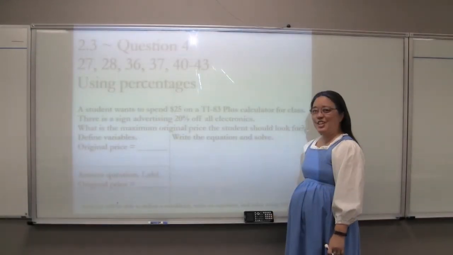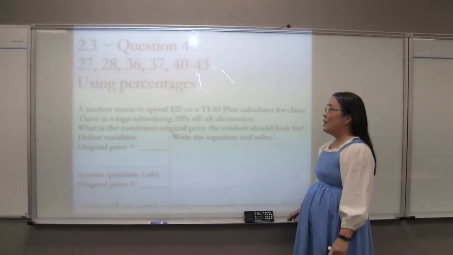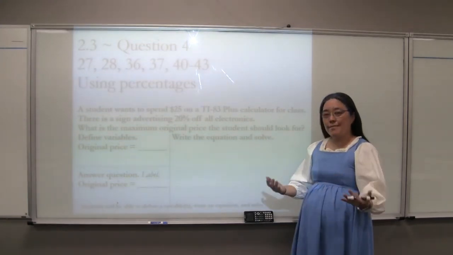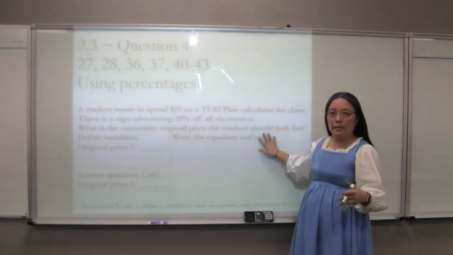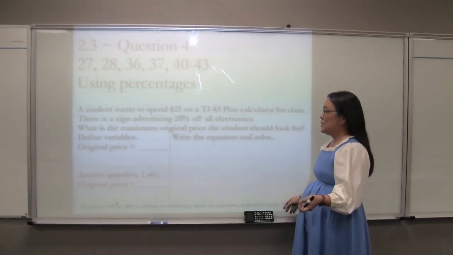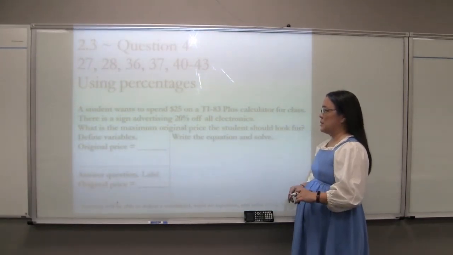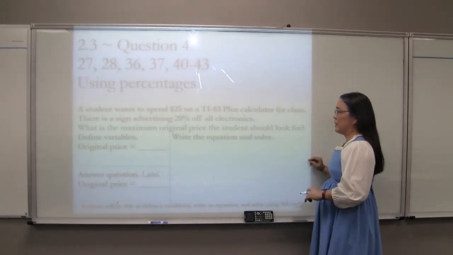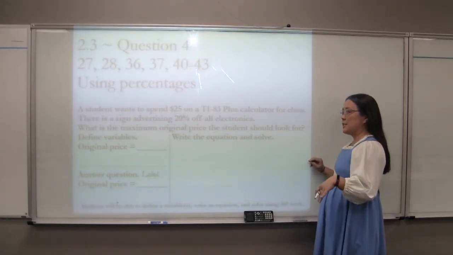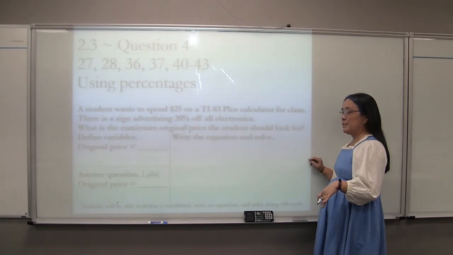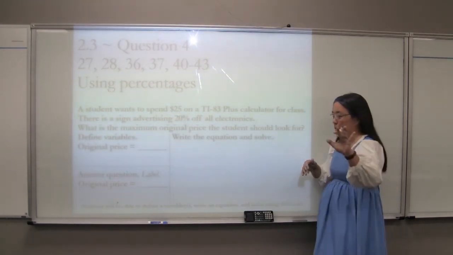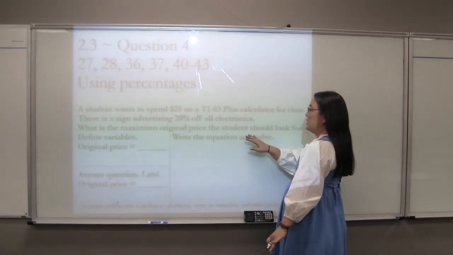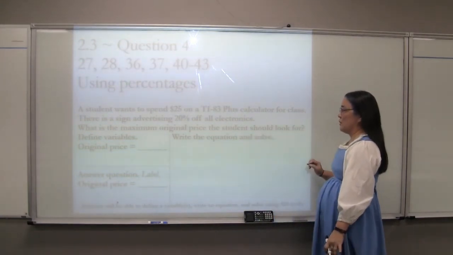Chapter 2, Section 3, Question 4, Using Percentages. This is a popular problem because it's, again, a lot of how real life works. A student wants to spend $25 on a TI-83 Plus calculator for a class. There's a sign advertising 20% off of all electronics. They're obviously not going for a brand new one, they're going for a used one, which is totally fine. What is the maximum original price the student should look for?